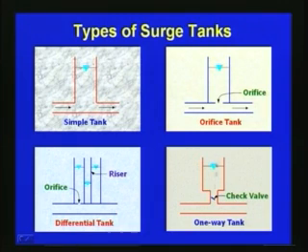Flow is only allowed in this direction, so there can be a one-way tank also. There can be different kinds of surge tanks, with different shapes, so that depending upon which type of problem we want to deal with, we can use the appropriate one.